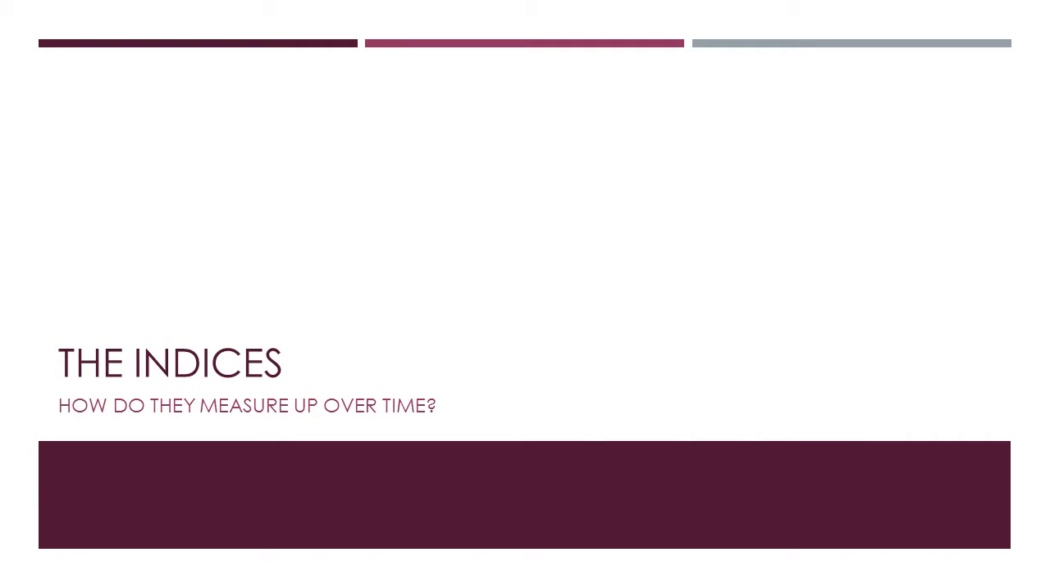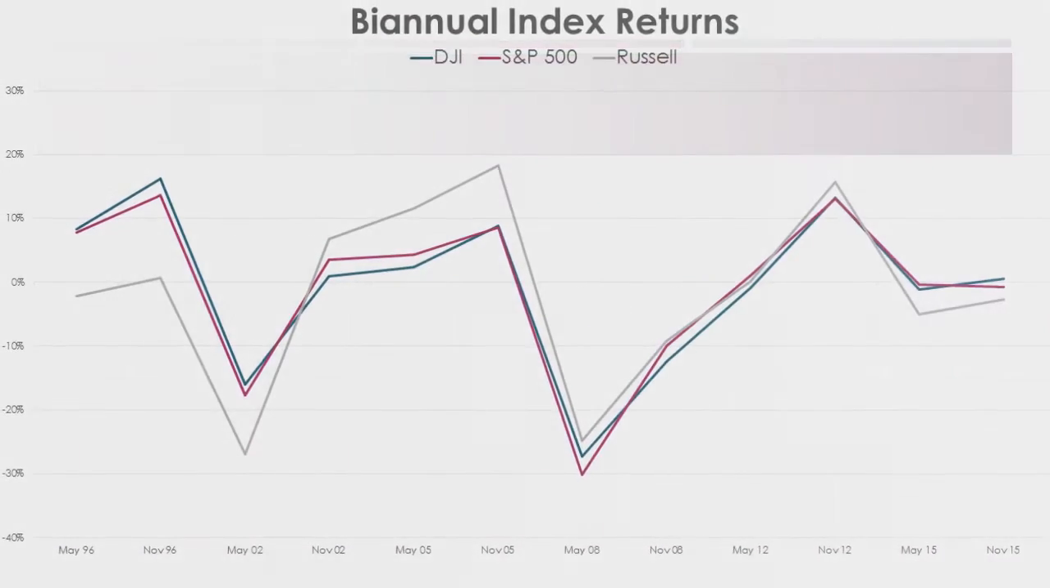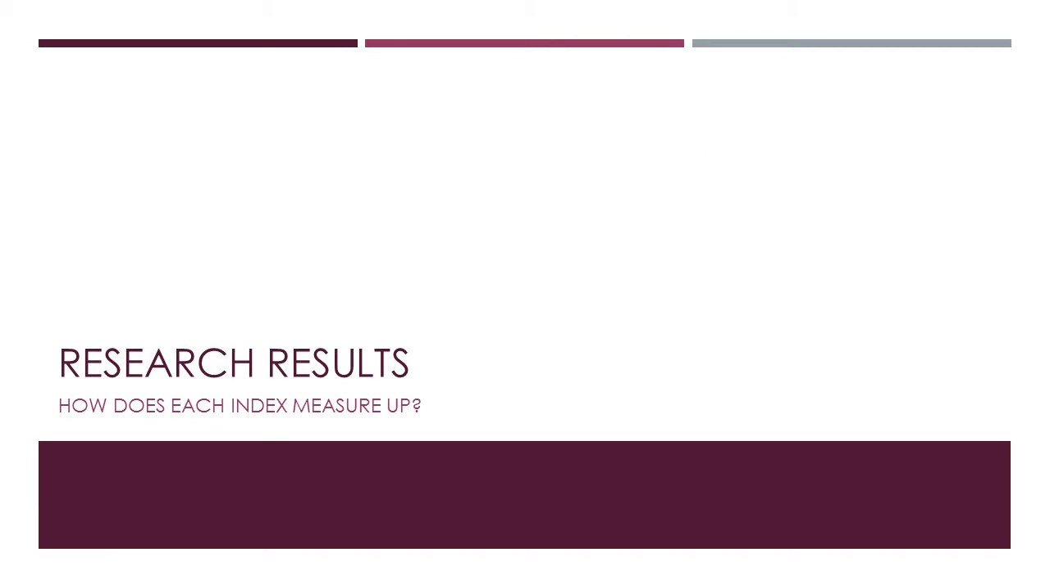So moving on to the graphs themselves, starting with the indices and how they measure up together over time. The graph depicts the 3 indices stacked together over time. As you can see here, all 3 indices coincide for the most part throughout the years of the duration of the experiment, and therefore can be a trusted source. Moving on to the actual results of the research.